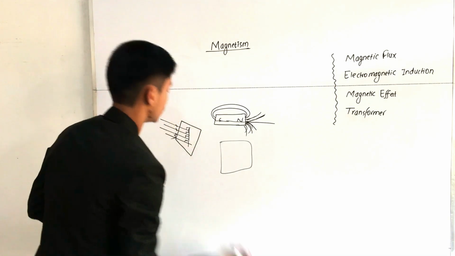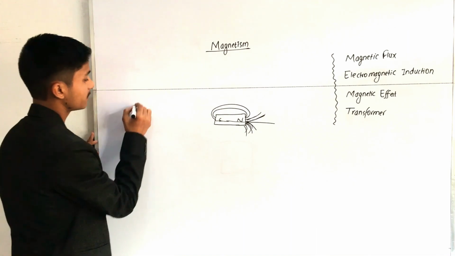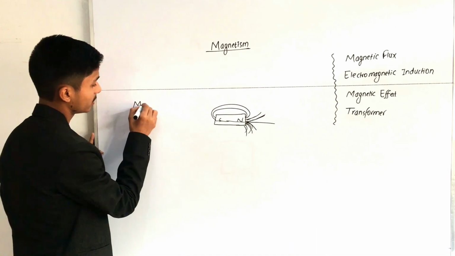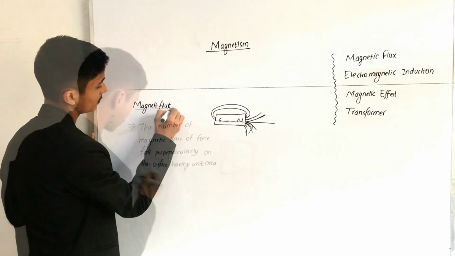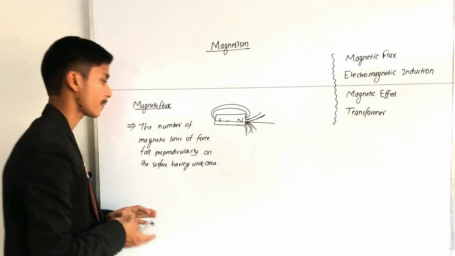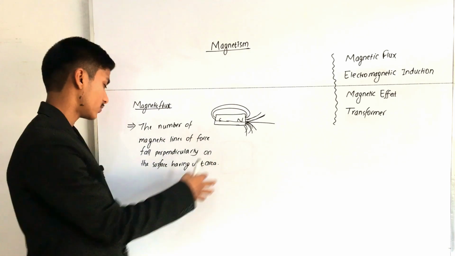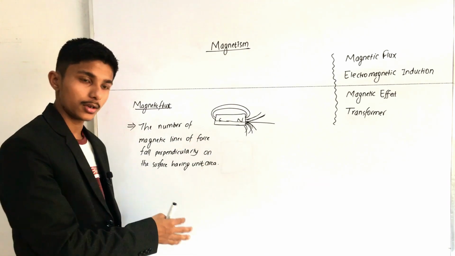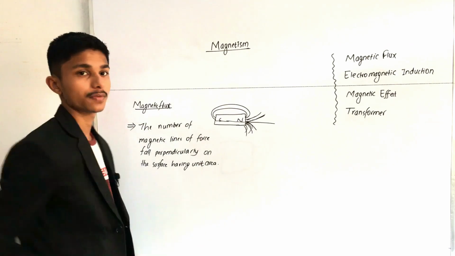Okay, let's write here. What is magnetic flux? Magnetic flux: the number of magnetic lines of force falling perpendicularly on a surface having unit area. This is called magnetic flux.